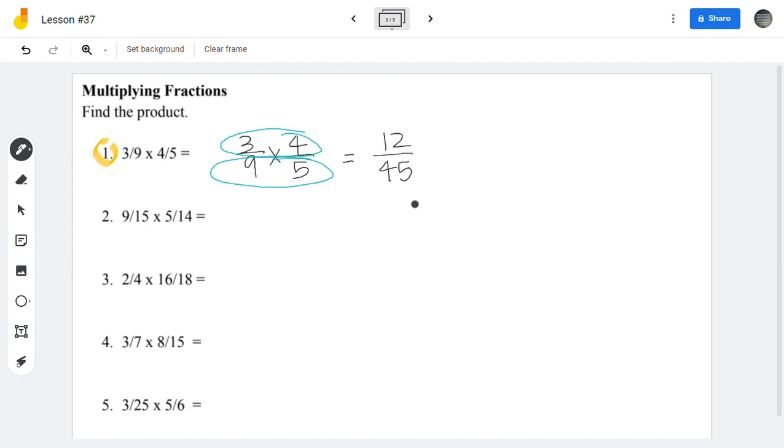Now the only thing about multiplying fractions is that at the end you need to simplify all the way. In order to simplify 12 over 45, I need to divide both numerator and denominator by 3, because both can be divided by 3. This would end up with 12 divided by 3, 4 as our new numerator, and 15 as our new denominator. So this is our final simplified answer. After you multiply across, all you have to do is simplify, and that is your final answer.